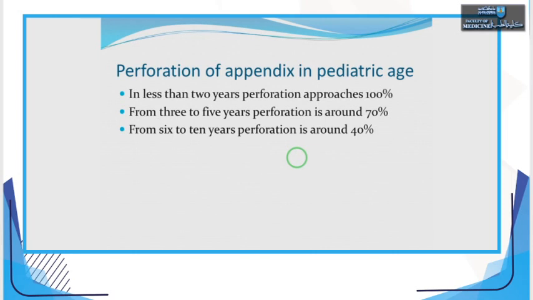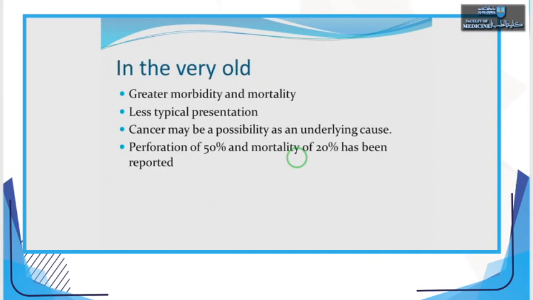From 3 to 5 years, perforation is around 70%. From 6 to 10 years, perforation is around 40%. In the very old patients above 65 or 70, greater morbidity and mortality occurs. There is less typical presentation. Cancer may be a possibility as the underlying cause.